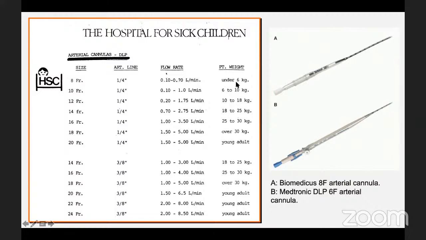And as we go up in the weight of the patient, the size of the arterial cannula increases, while the size of the arterial tube stays quarter inch. For young adults, we are using 24 French for arterial cannulation and 3/8 for the tubing.